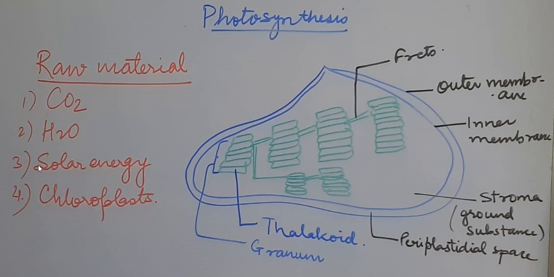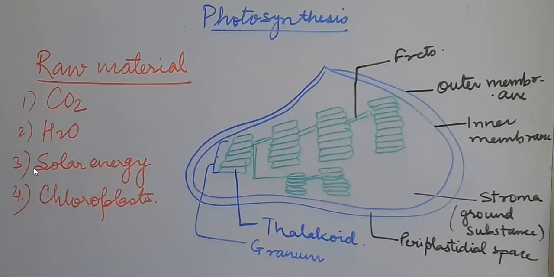Then chloroplasts, I told you, are green colored plastids, and they are a part of the plant. What is the location of chloroplasts? They are present in the mesophyll cells, located between the upper and lower epidermis, in palisade and spongy cells. And what is the number? It may be somewhere around 50 lakh per square millimeter of leaf surface.